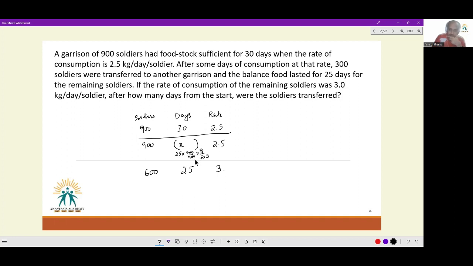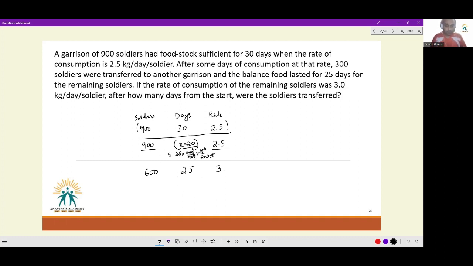First we get rid of this, we get rid of this. This becomes 6, this becomes 5. This and this cancels to give me 4. This and this cancels to give me 5. Or X turns out to be 20. See, initially we had stock for 900 soldiers for 30 days eating at the rate of 2.5. After some days, 300 people left. At that time the state was 900 soldiers, for whom we had food that could last for 20 days if they continued eating at 2.5 kg per day per soldier.